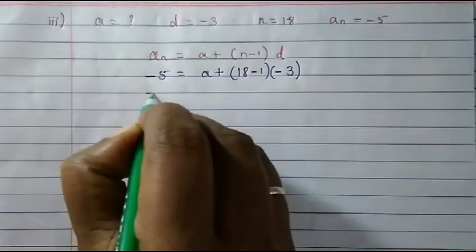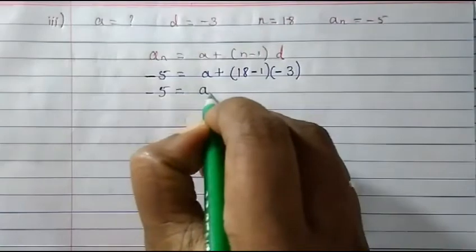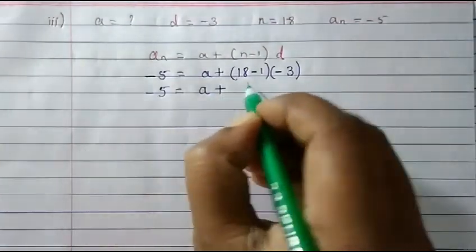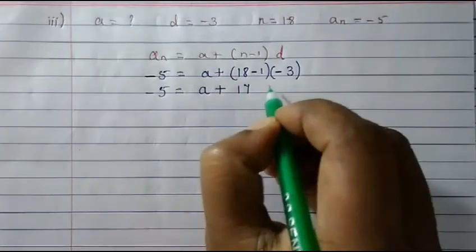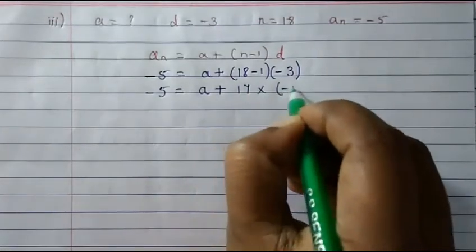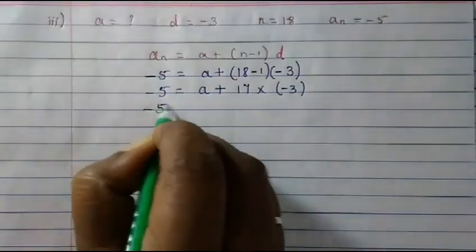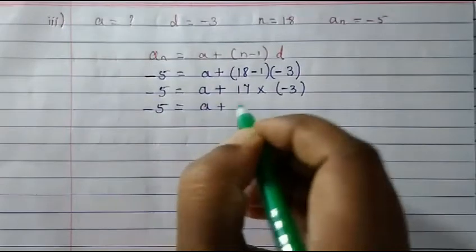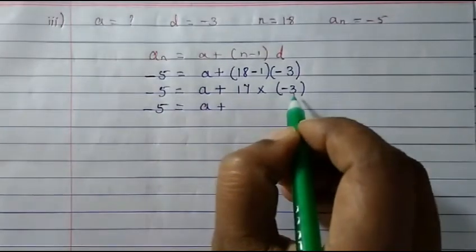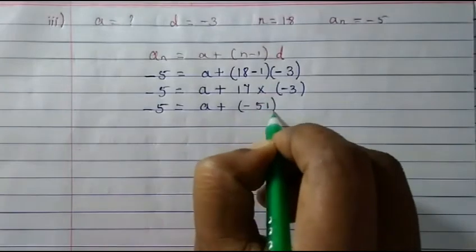So now minus 5 equal to A, we keep A as it is, plus 18 minus 1 will give us 17, and this is in multiplication, so minus 3 we have here. So now minus 5, A we keep as it is, plus 17 into minus 3, when you multiply we will get minus 51.